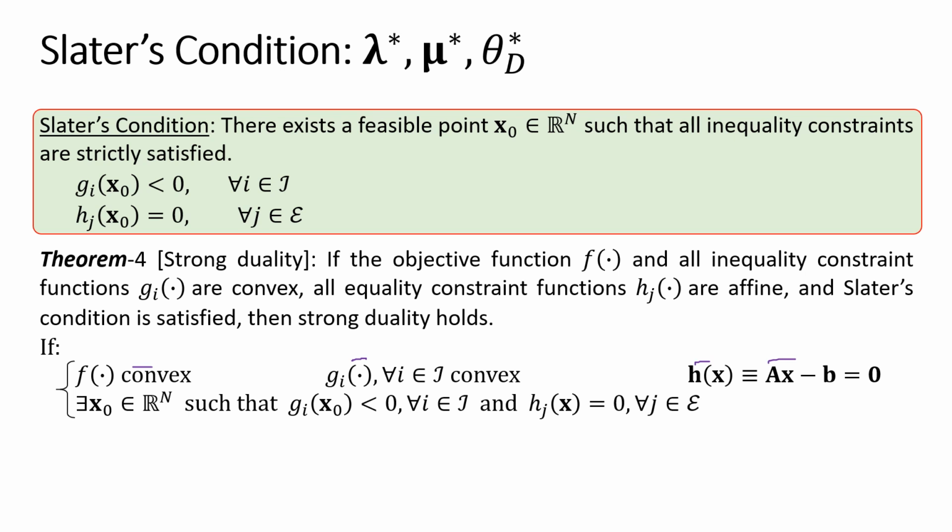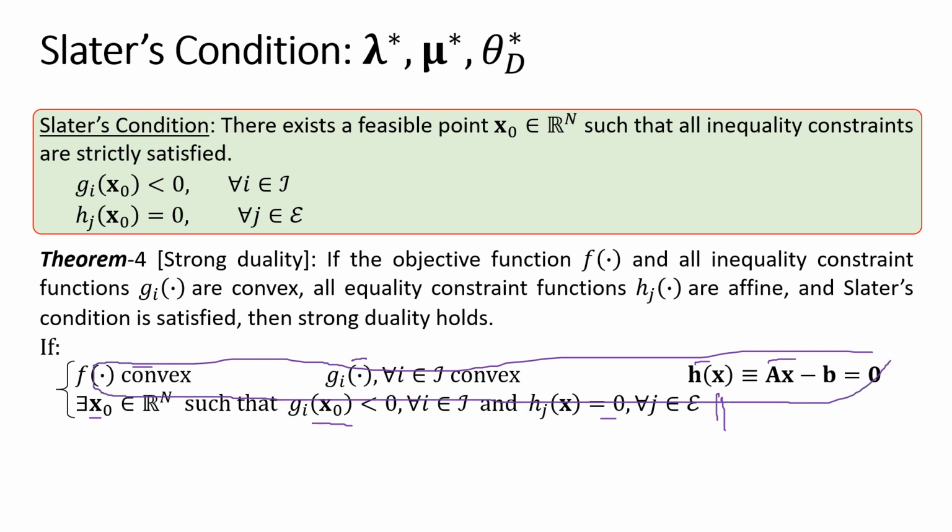And there must exist a point x0 such that g_i of x0 is less than 0 and h_j of x0 is equal to 0. So this is Slater's condition. And these three conditions on the top row define a convex constraint optimization problem. So if these conditions are satisfied, then theta p star equals theta d star, which is strong duality.